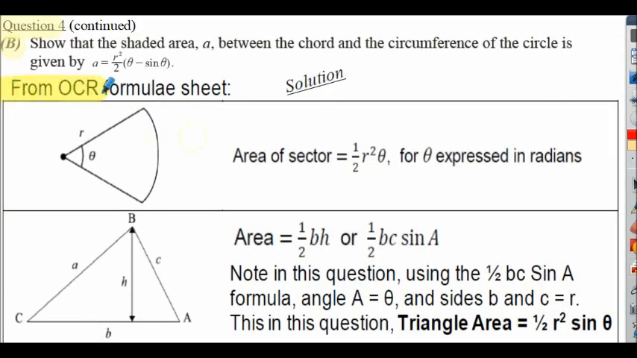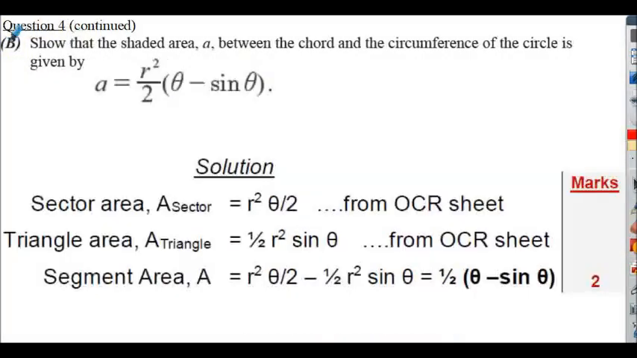So this is an extract from the formula sheet. We need to use the area of a sector, the standard formula given to us, with theta in radians here. And we need to calculate the area of a triangle using this formula. In this case, the area of the triangle is shown here. Full worked solution shown on the following slide. Question 4b. Here's our proof.